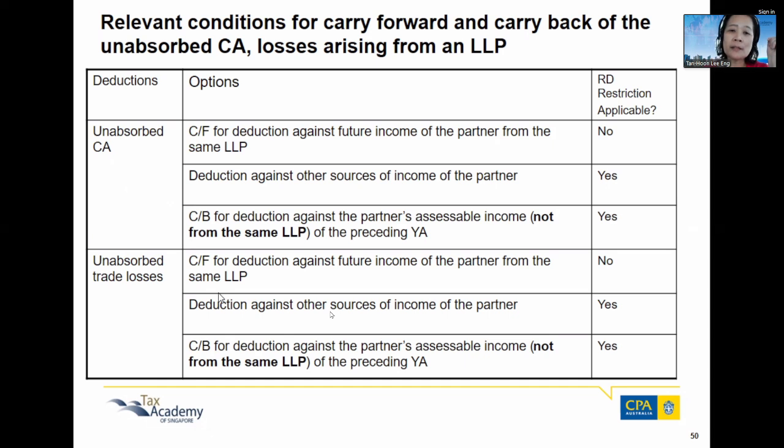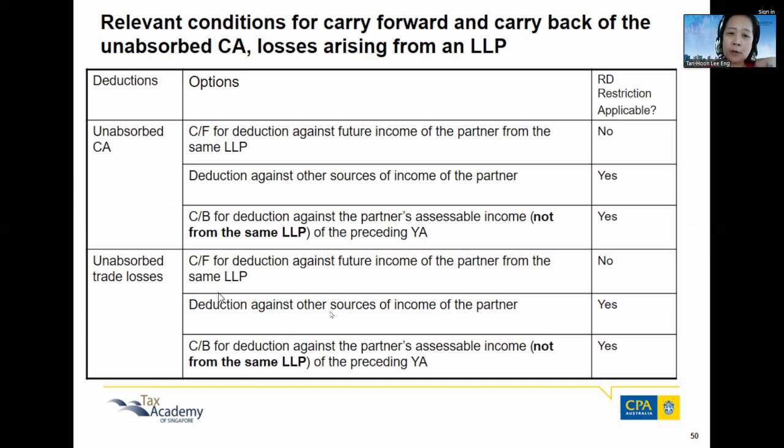Okay, the second one, deduction against other sources of income of the partner. Yes, we need to do the relevant deduction restriction. Okay, the next one, same LLP again, carry back. Yes. Okay, not the same, sorry, it's against the partner's other sources, not the same LLP. You have to do a relevant deduction restriction.